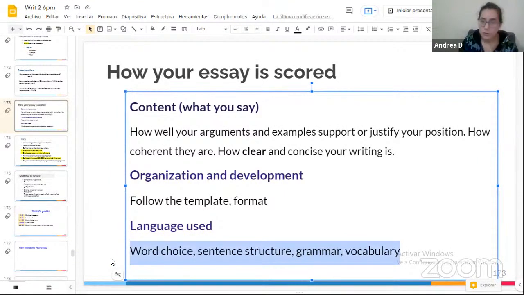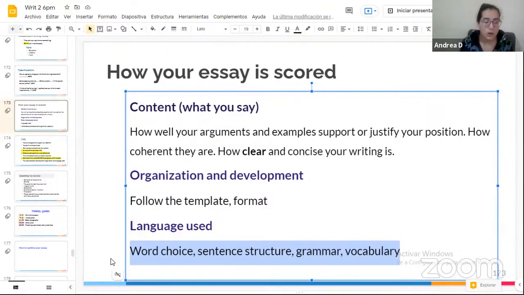So if you know how to use different tenses, if you feel confident with using them, then try to use more than just the simple present. If you know how to use different conditionals, then try to use them here. So try to create some complex grammar structures if you know how to use them.